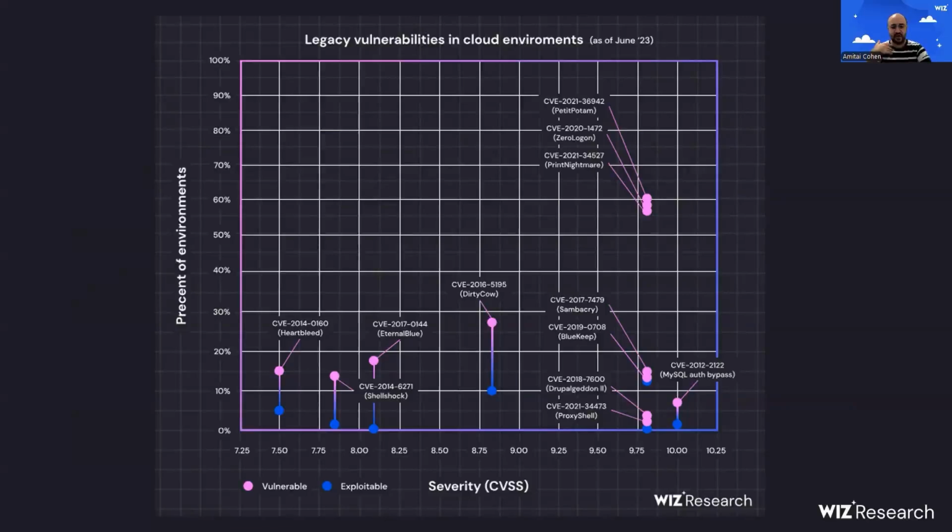But if you have a threat actor who already has access to a cloud environment and they want to move laterally and exploit vulnerabilities on internal machines, then the attack surface here is still pretty severe, even for ancient vulnerabilities like Heartbleed.